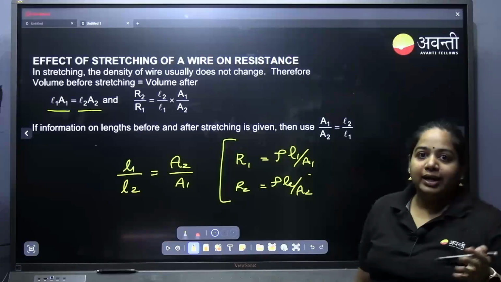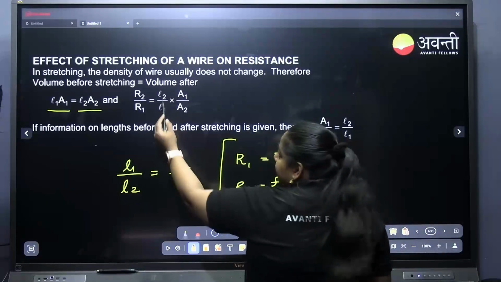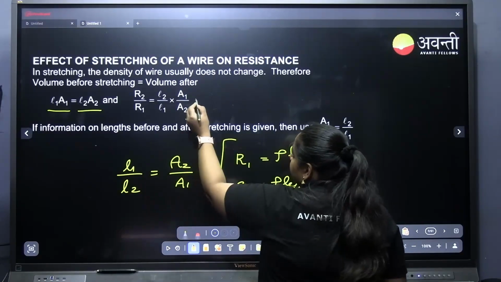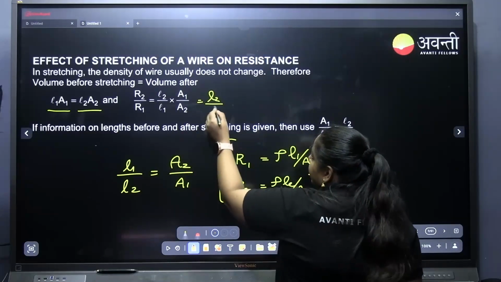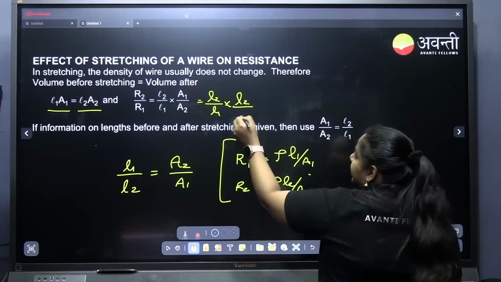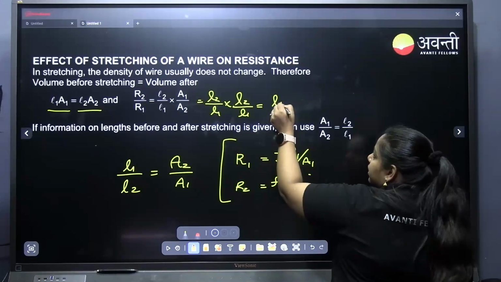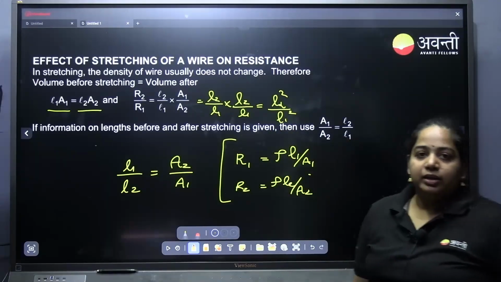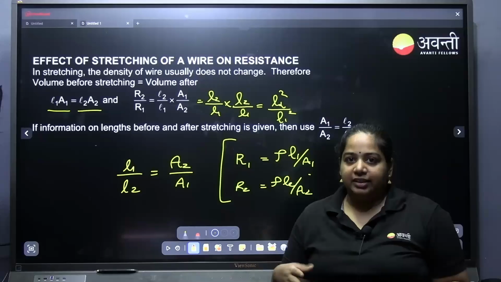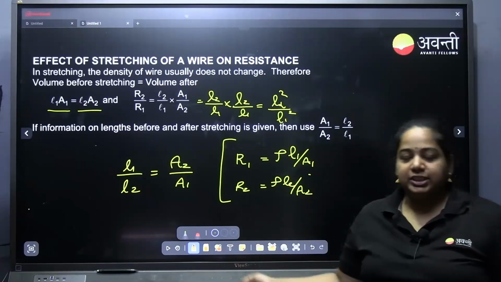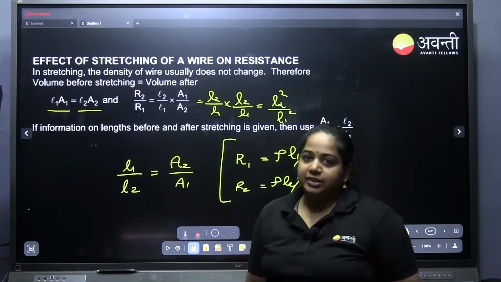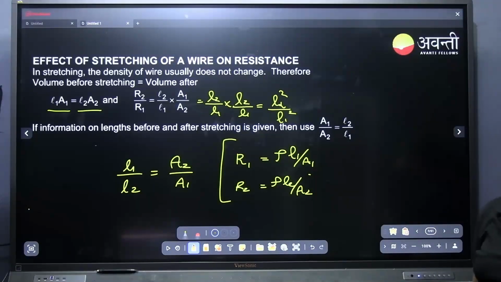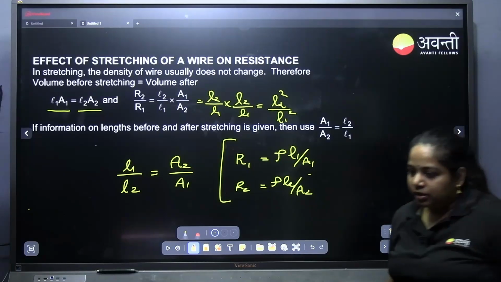So only length is given. If L2 by L1 is given, then you can say A1 by A2 is equal to, again, L2 by L1, which gives L2 square by L1 square. So only when the length change or only the area change is given, you can find the resistance change. That is the use of this formula. Is it clear? Not clear?